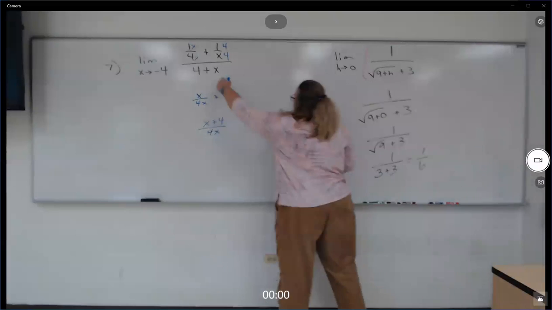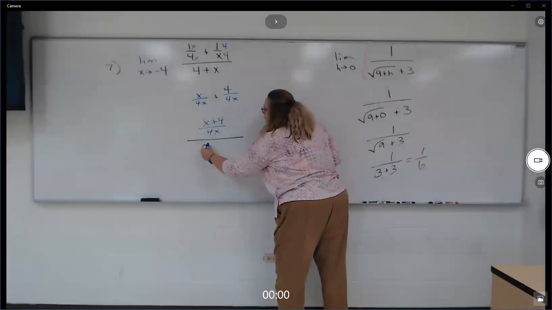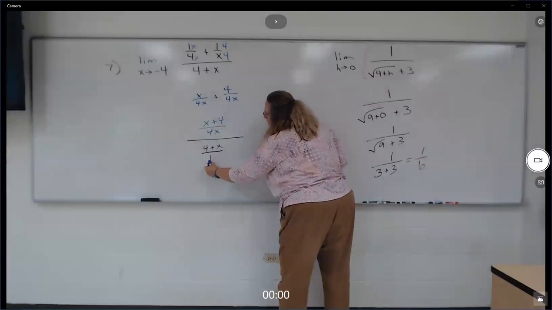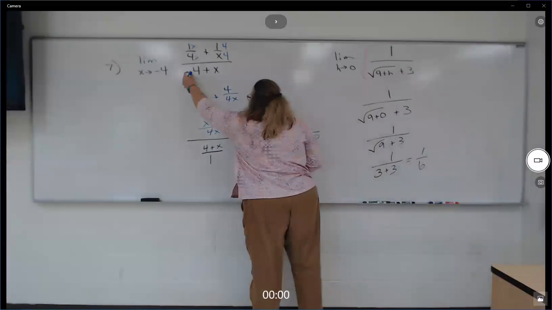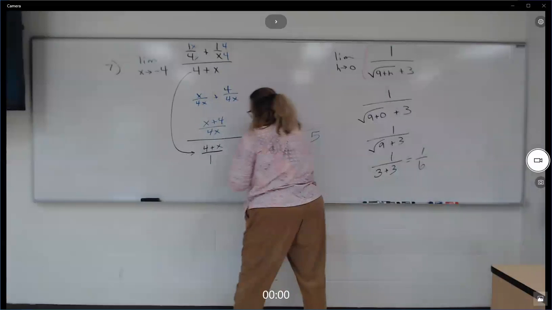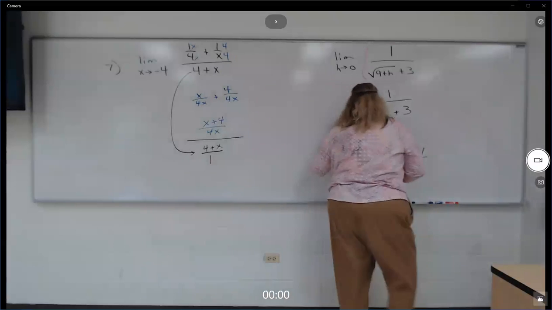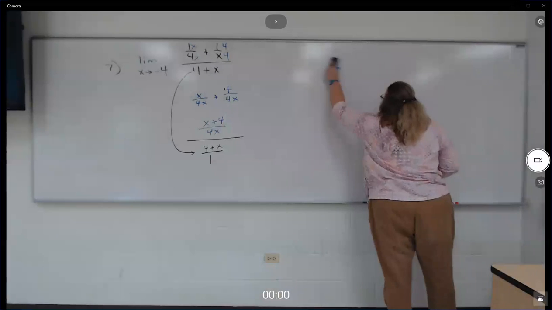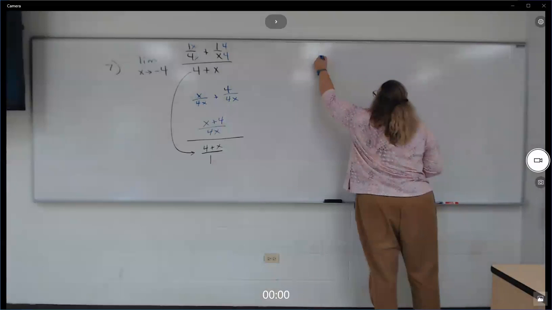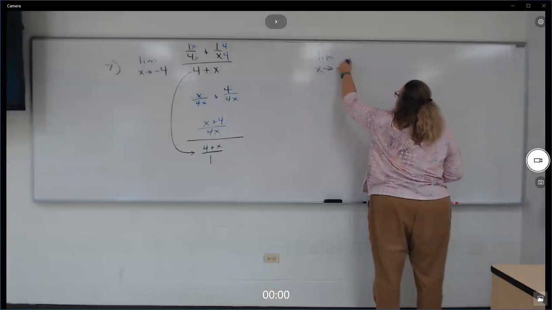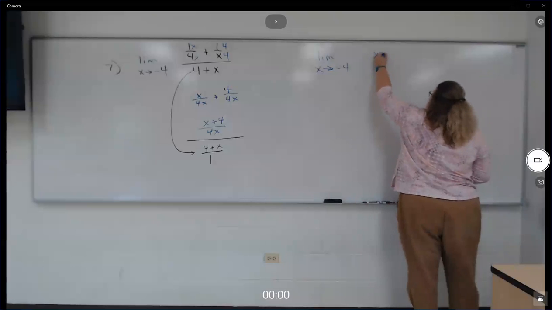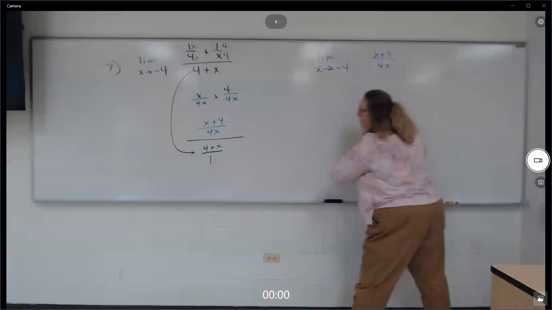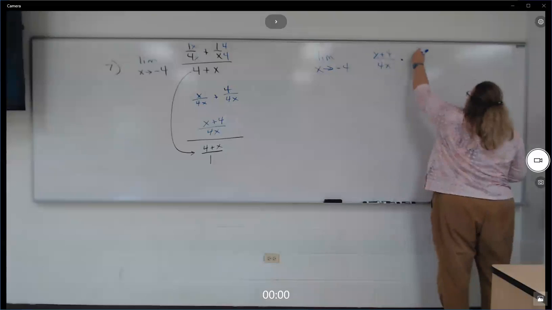And then don't forget we've got this guy. 4 plus x, I'll just do it in a different color. That's this one. If I want to make this a fraction, I can put it over 1. This guy is not okay. Okay, so now we're in really good shape. Limit as x approaches -4. The top will stay. And then instead of dividing, multiply by the reciprocal.